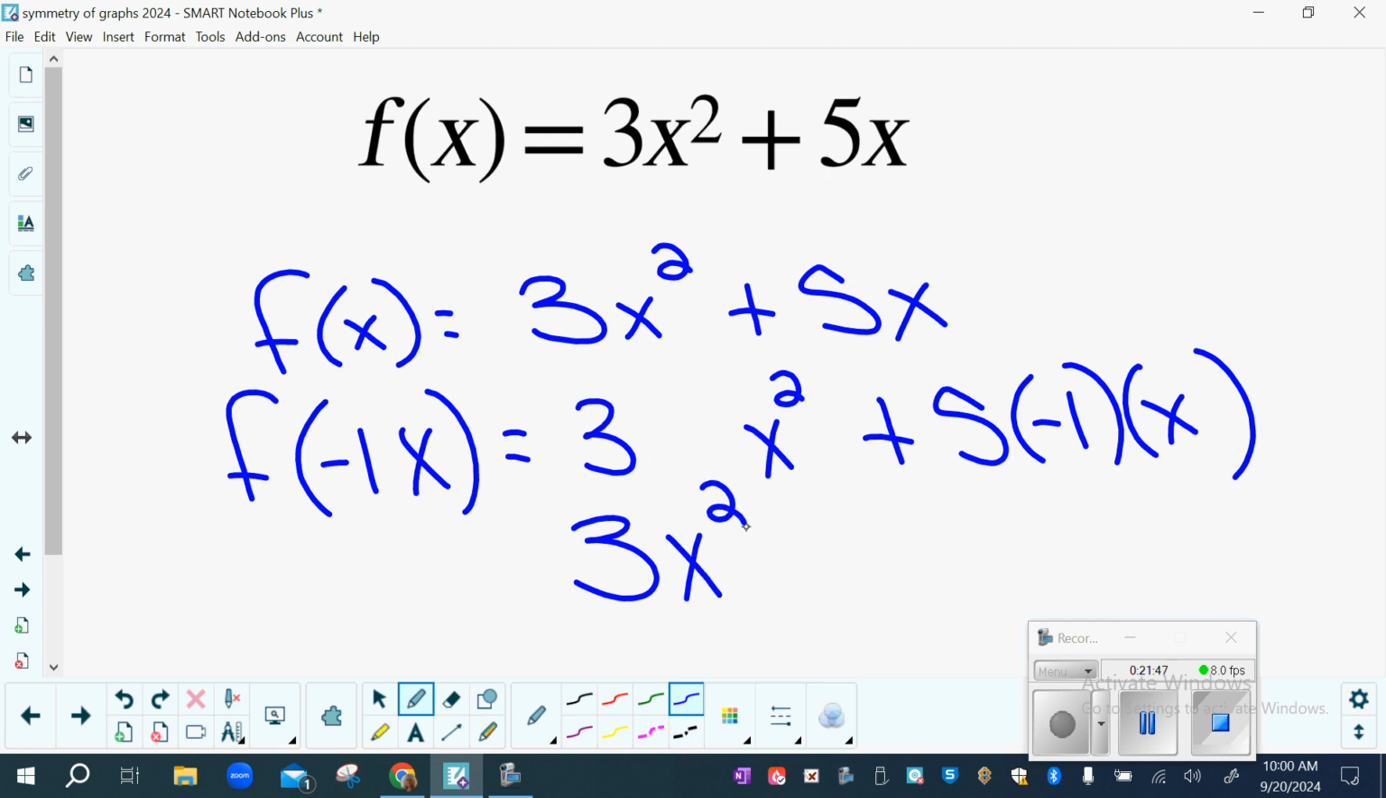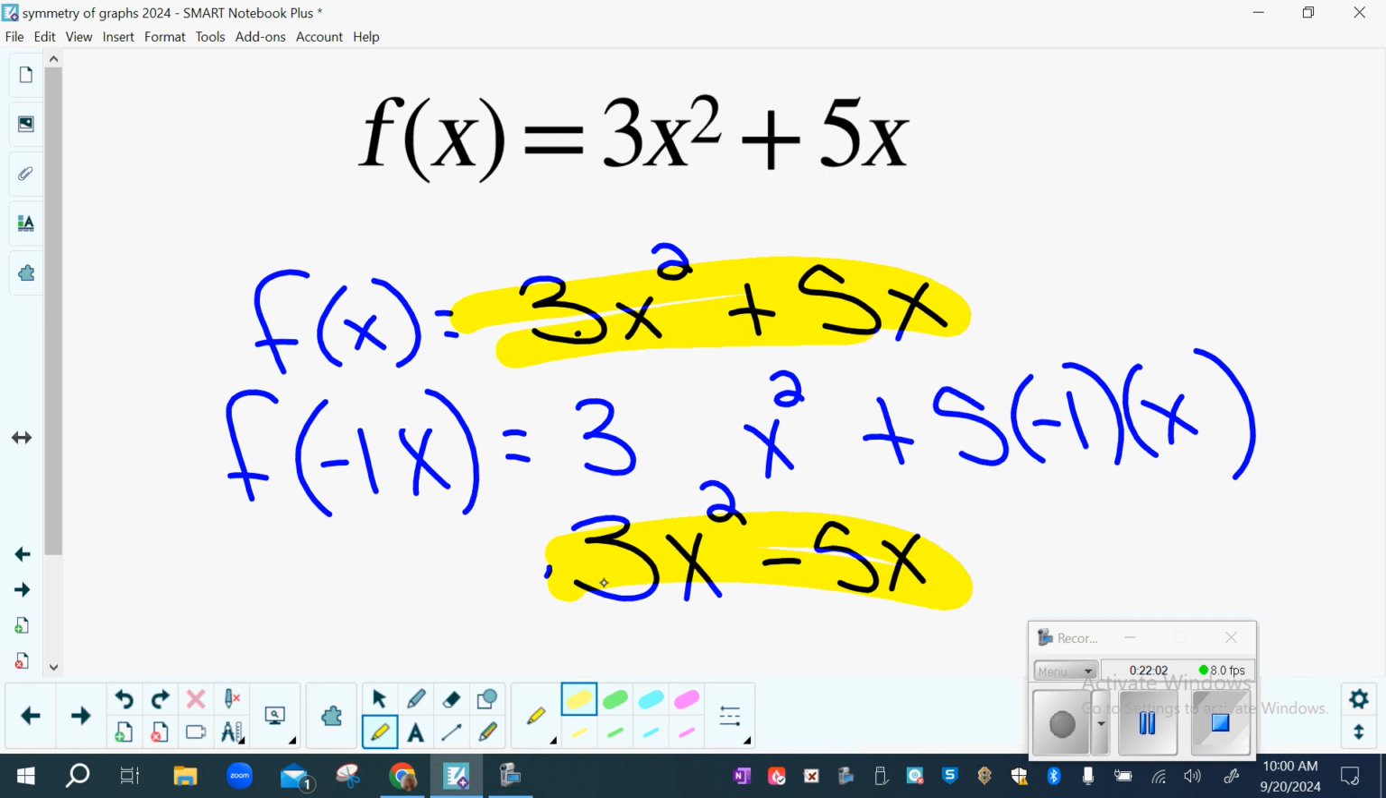But notice the exponent here was even, but the exponent here is odd. So look, I'm stuck with that stupid negative. This and this do not look the same. This guy and this guy don't match because of that dude, right? And if they don't match perfectly, guess what? Not even. Not odd necessarily, that's a different thing. At this point, not even. Is that bad? Are we okay with that?